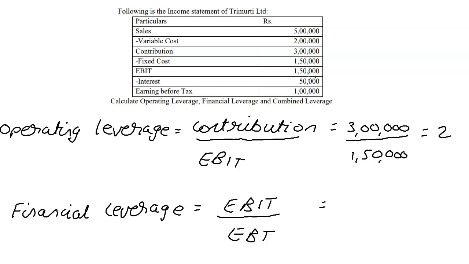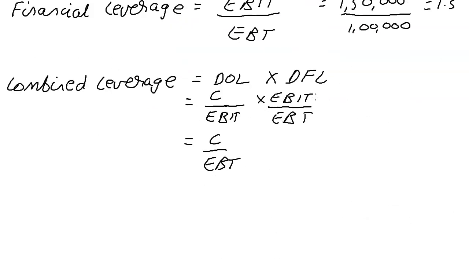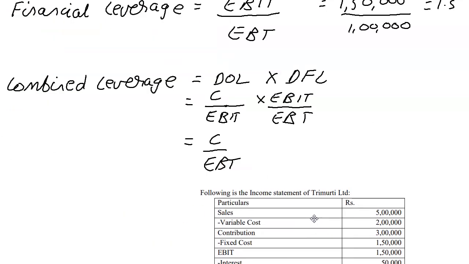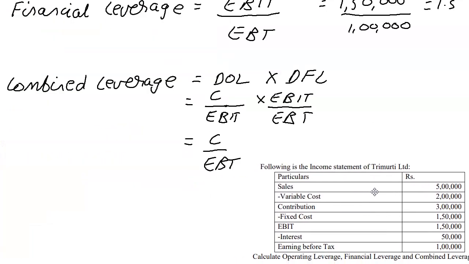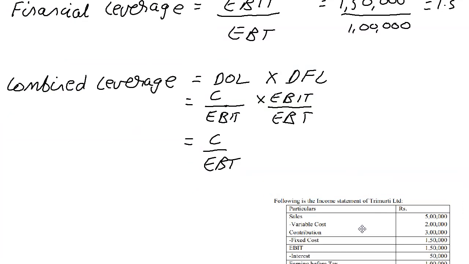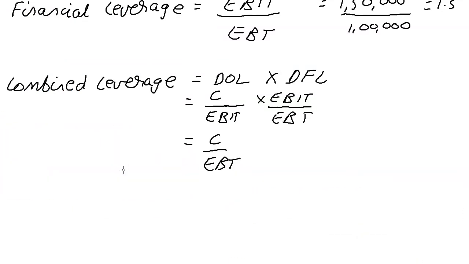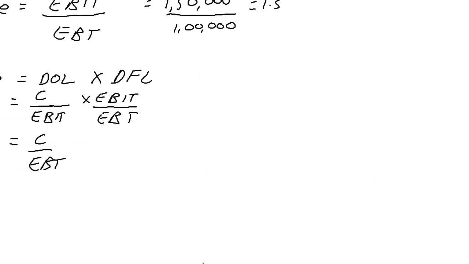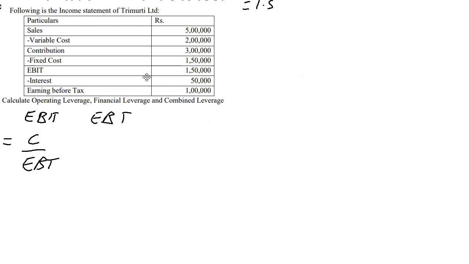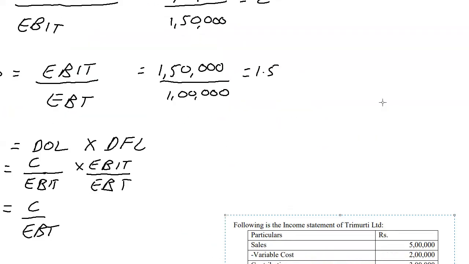Similarly, over here, it's going to be EBIT upon EBT. So it's going to be 1 lakh 50 thousand upon 1 lakh. Use the calculator, you get 1.5. And I'm going to make this a little interesting. I want you all to see this happen no matter which formula you use. I'm going to take it this side because all we're going to do is substitute.